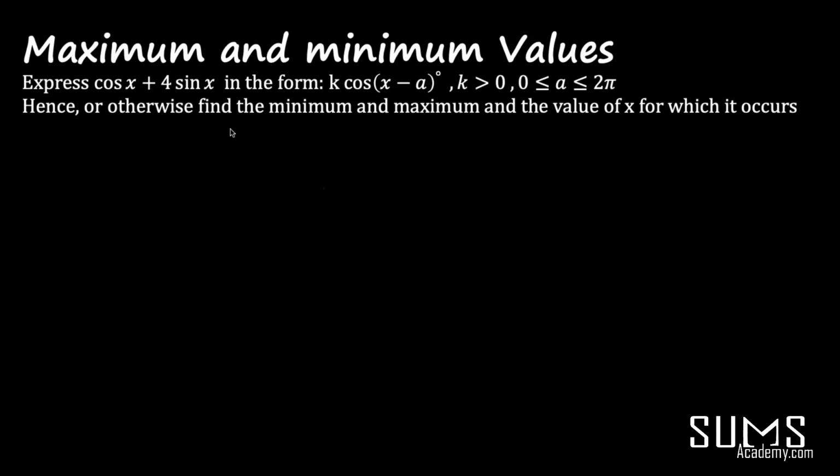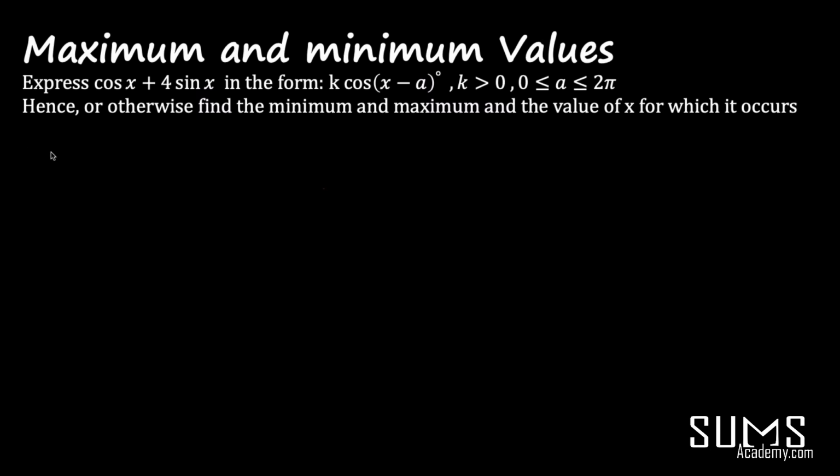So in this lesson, we're going to be looking at figuring out the maximum and minimum values and their position, and what angle they occur at when you're asked a wave function question. So you could get a question like this: Express cos x plus 4 sin x in the form k cos(x minus a) between 0 and 2 pi, hence or otherwise find the minimum and maximum values and the values of x for which they occur.